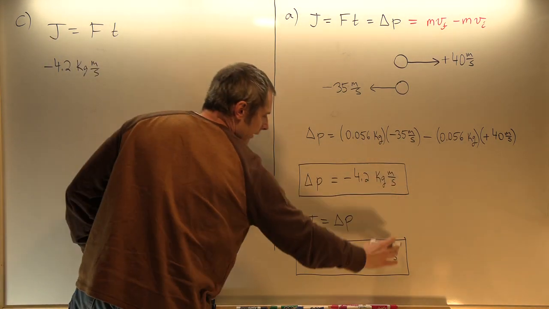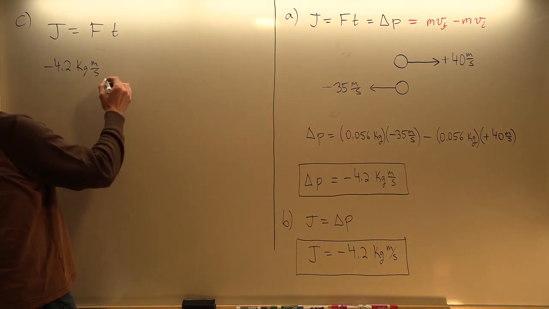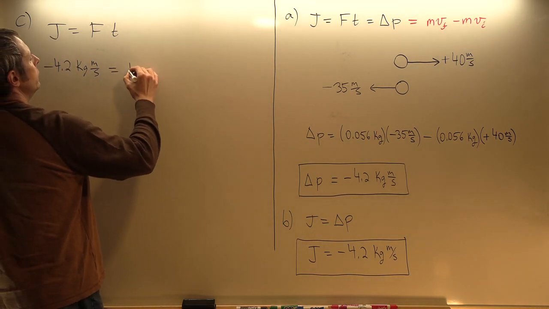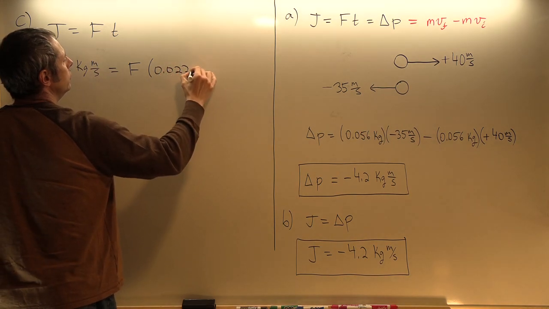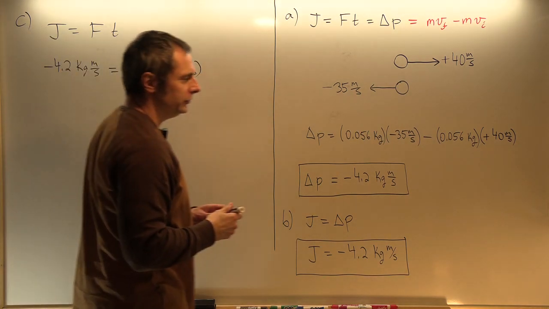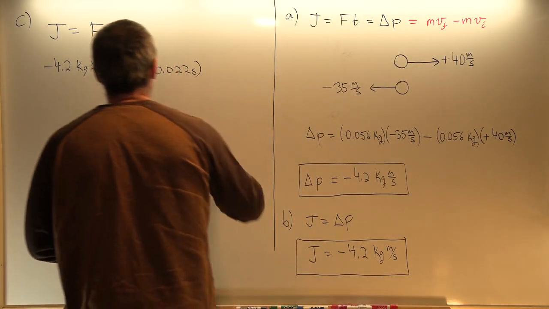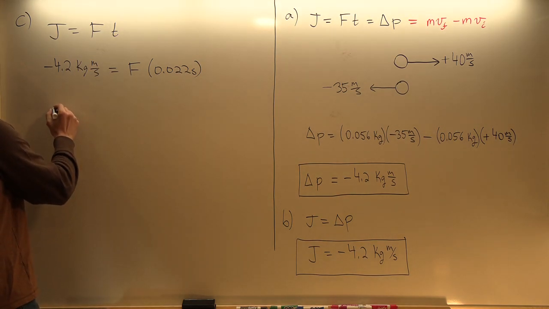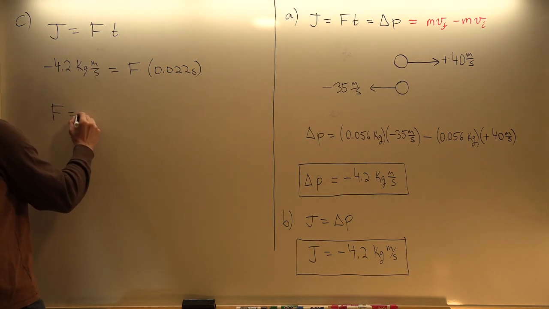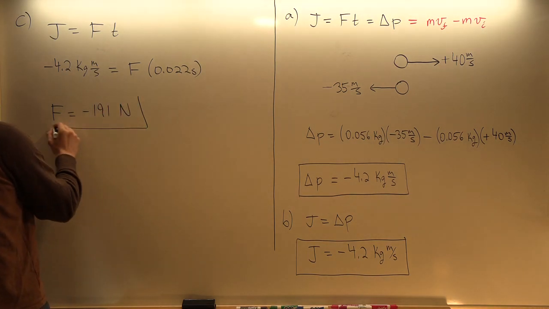You could have put Newton seconds anywhere here. They're equivalent, so you could interchange them. I'll just leave it as kilogram meter per second. What is the force? And I believe the time was 0.022 seconds, but let me double check because I erased it. Yes, it was. And then, if you divide both sides by 0.022 seconds, you will get F equals negative 191 newtons.